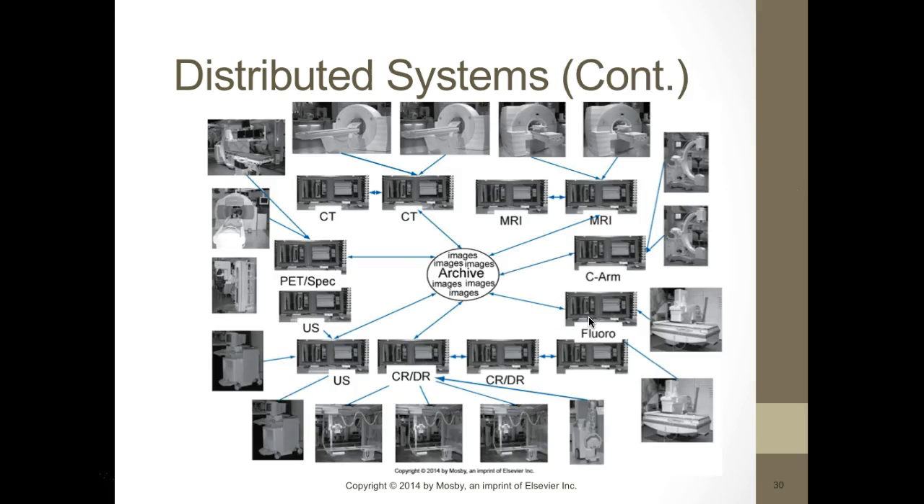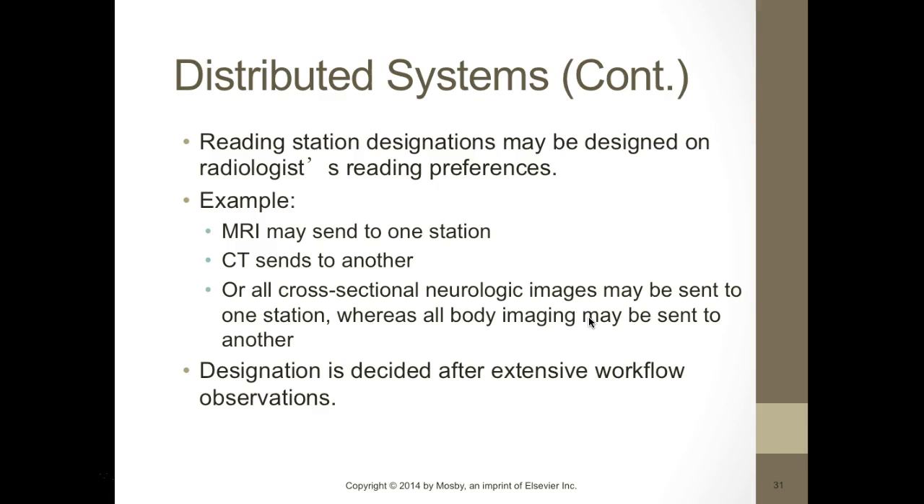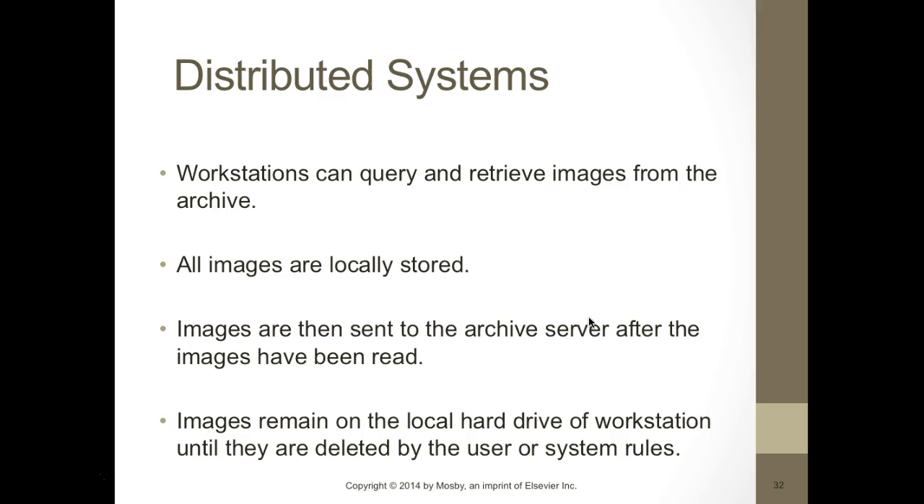So as you can see here, we have the CT and the MRI and how it all kind of flows together here. So reading station designations may be designed on a radiologist's reading preferences. So MRI can be sent to one station, CT sent to another, or all sectional anatomy or neurological exams go to one workstation. So they decide where it's going to go. So this works well if you have a musculoskeletal radiologist who only wants to read MRIs, so you can have that set up for them.